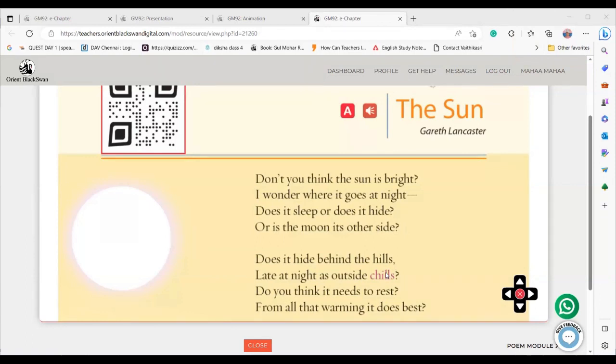Don't you think the sun is bright? I wonder where it goes at night. Does it sleep or does it hide? Or is the moon its other side?